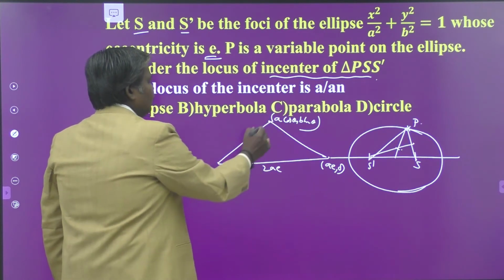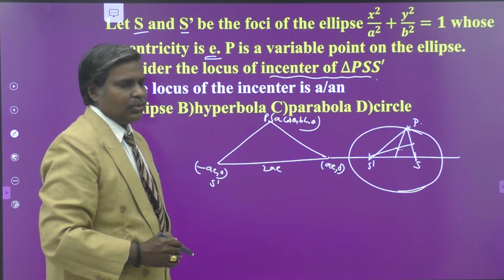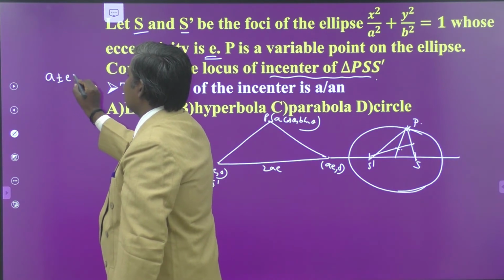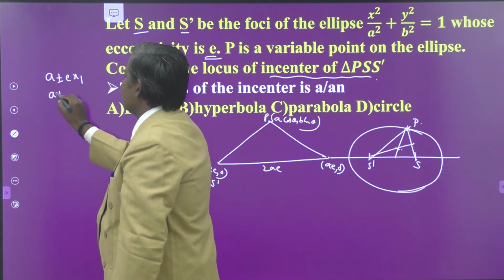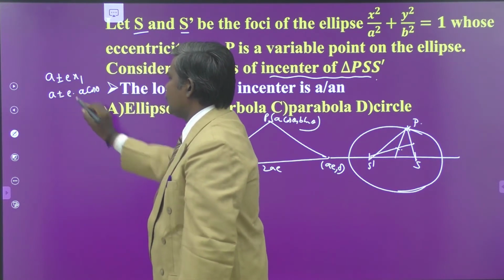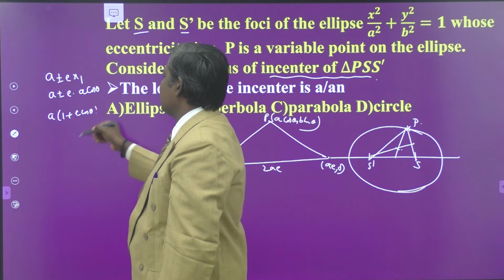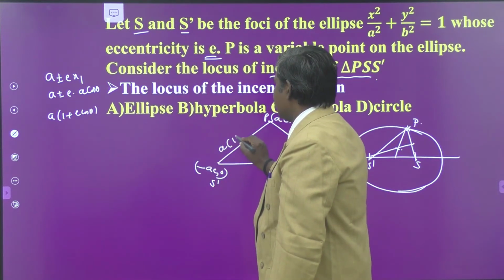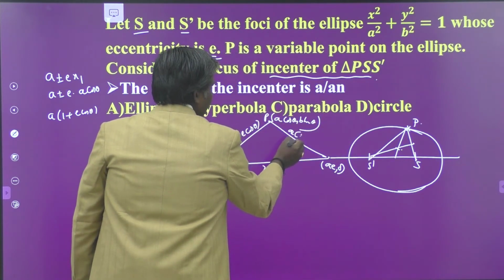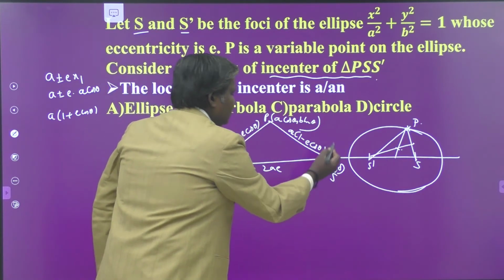What is the distance from here to here? That is the focal distance of the point P. The corresponding focus is S dash, that is minus ae comma 0. The focal distance formula is a plus or minus e x1. Here x1 is a cos theta, so a plus or minus e into a cos theta. For S dash you have to take plus, for S you have to take minus. So a into (1 plus e cos theta) is one focal distance, and a into (1 minus e cos theta) is the focal distance for the focus S.